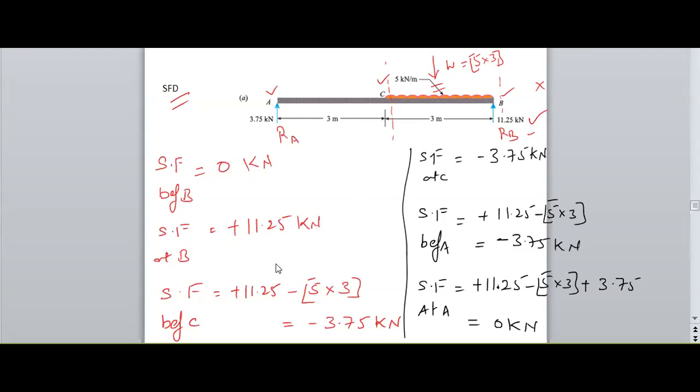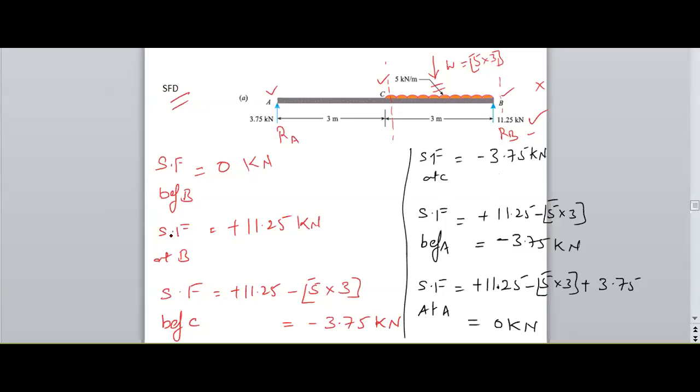Therefore, I am getting the 11.25 as positive, which is moving upward direction, and a minus 5 into 3 which is moving downwards. Therefore, I consider it as a negative. Therefore, the net is 3.75 kilonewton, a negative. Next, at C, the same value.